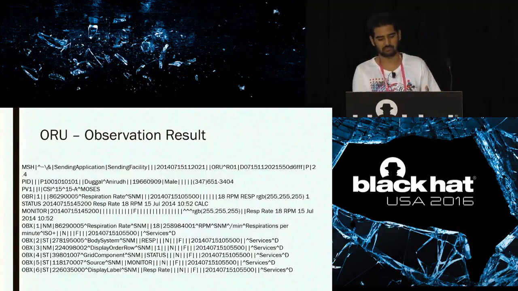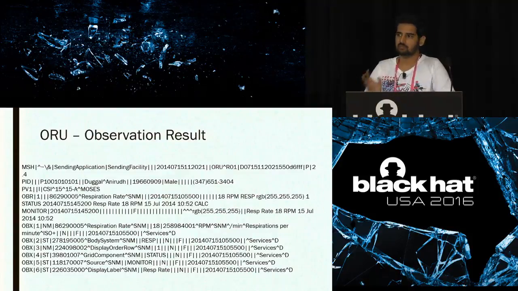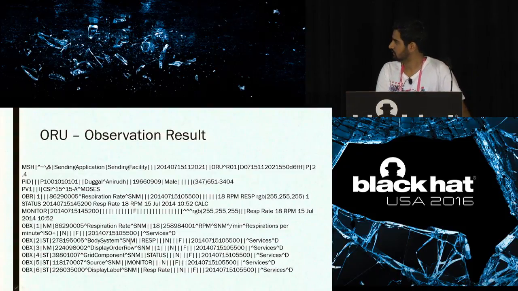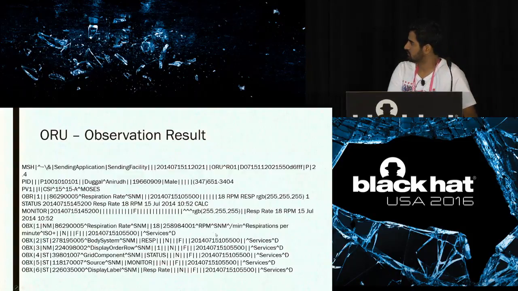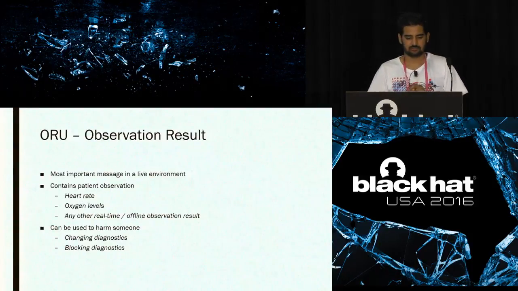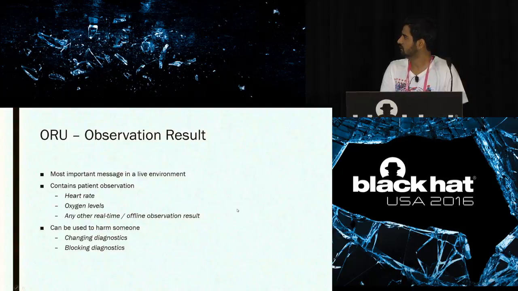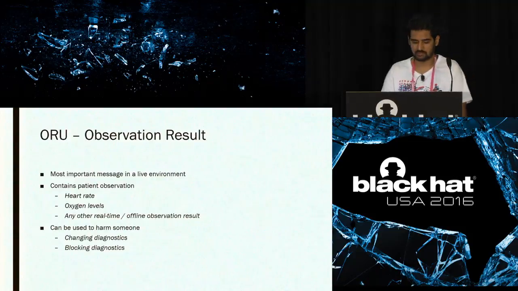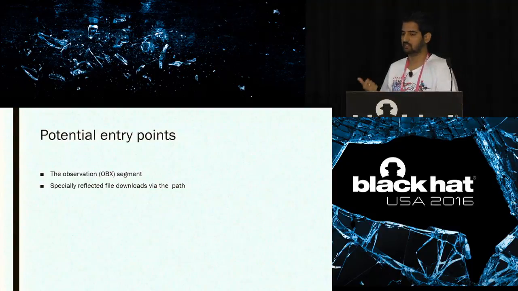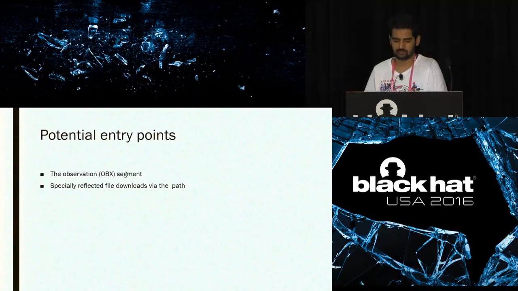This is the final one that we'll be talking about. This is the observation result. I'm sorry, I mixed it up with the previous one. This is responsible for messages sent if you run an ICU. These give real-time information on the patient vitals. If you look over here, it says respirations per minute and then services. All right, so the important observations on this are patient information, heart rate, oxygen levels, any real-time information, and it can be used to harm someone, change diagnostics. The potential entry point is the OBX segment and reflected file downloads. We'll talk about the reflected file downloads later, and I'll show messages.